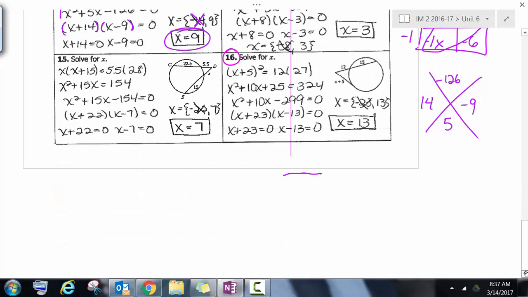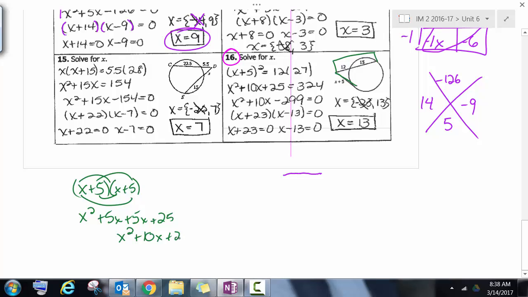16, same type of thing. It's x plus 5 by itself, the tangent, so x plus 5 squared equals 12 times the whole thing, 12 plus 15, which is 27. So 12 times 27 is 324, and x plus 5 squared. So it doesn't mean you distribute the 2 in, you write it twice and you distribute then. So x times x, 5 times x, 5 times x, and 5 times 5. We combine our like terms. That's how we got here.